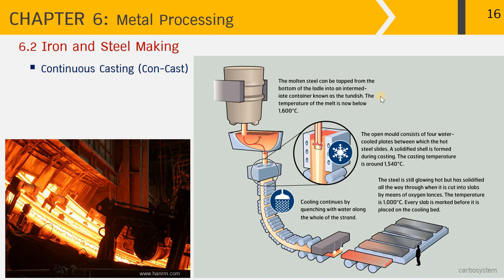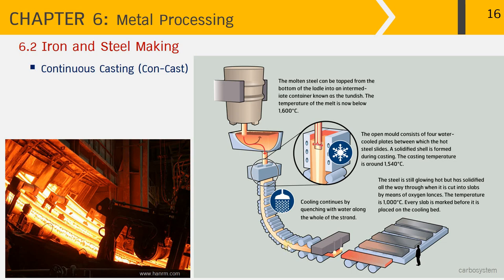So for summary, on the continuous or concast process, the molten steel can be tapped from the bottom of the ladle into the intermediate container known as the tundish. And now the temperature of the melt is below 1600 Celsius. Once going through the open mold consisting of 4 water-cooled plates between which the hot steel slides, a solidified shell is formed during casting, and the casting temperature is around 1540 Celsius. After that, the steel is subject to cooling continuously by quenching with water along the whole series of roller stands.